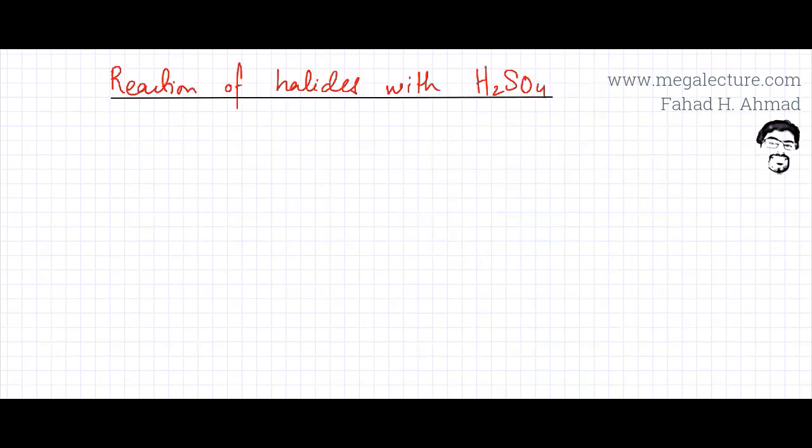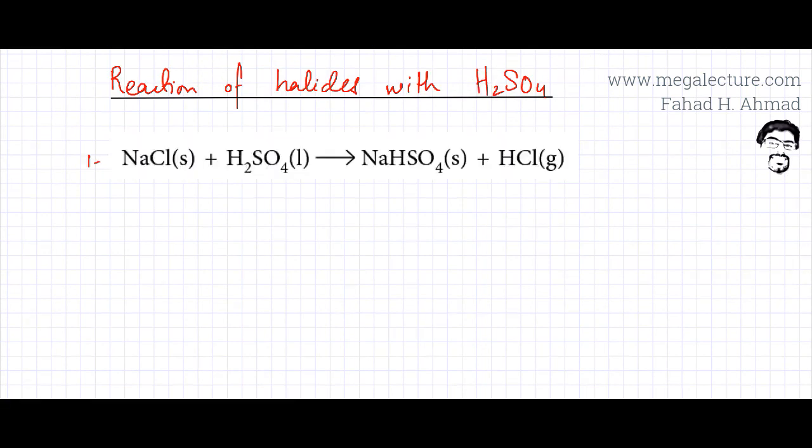Now, using the previous idea, we're now going to discuss the reaction of halides with sulfuric acid. Now, the first reaction is of NaCl, which has Cl-1 ion. I'm going to react it with sulfuric acid, and you're going to get sodium hydrogen sulfate and HCl gas would be produced. This HCl gas is going to form misty white fumes. So misty white fumes of HCl gas would be observed in this reaction.